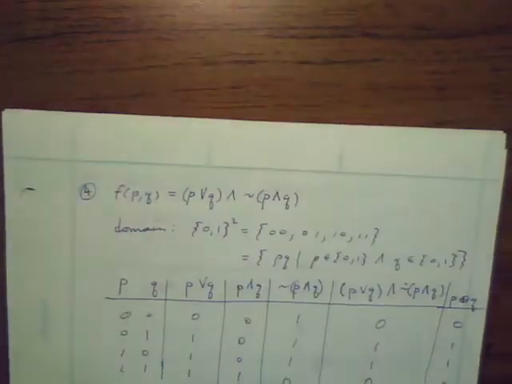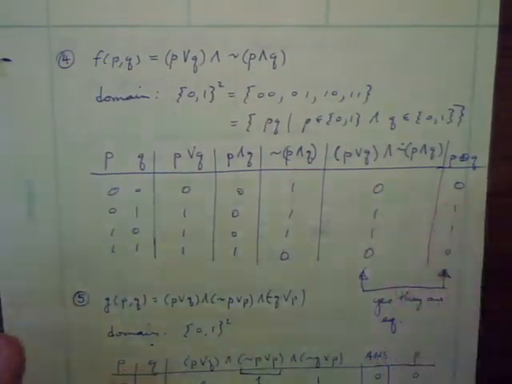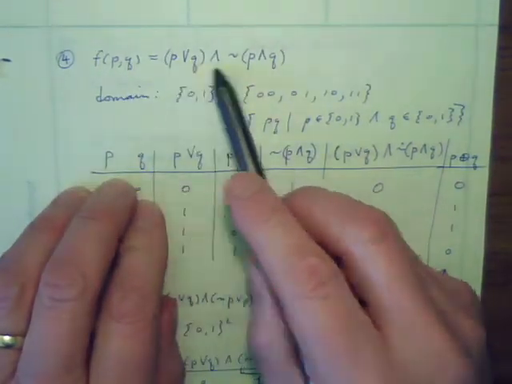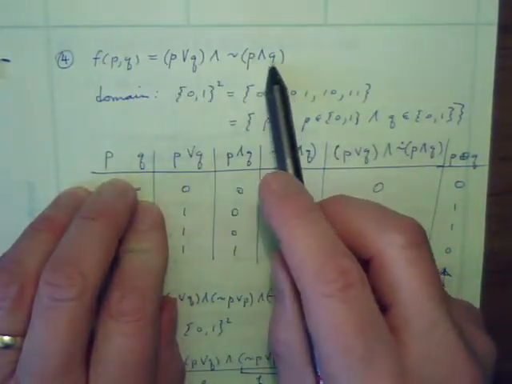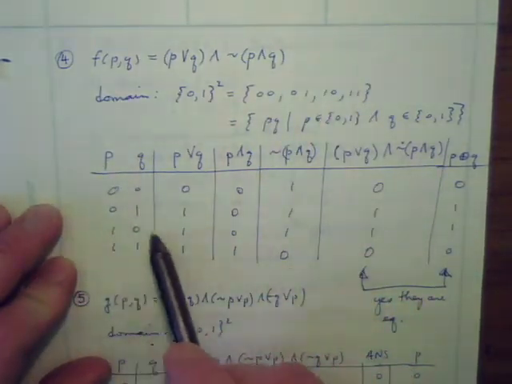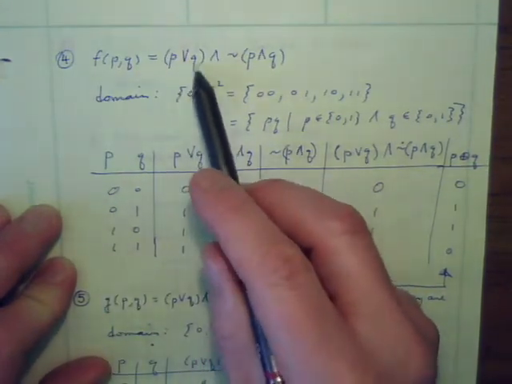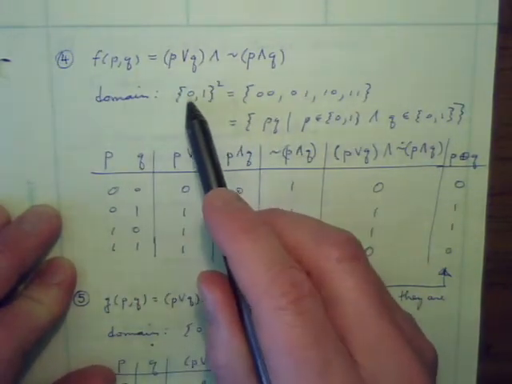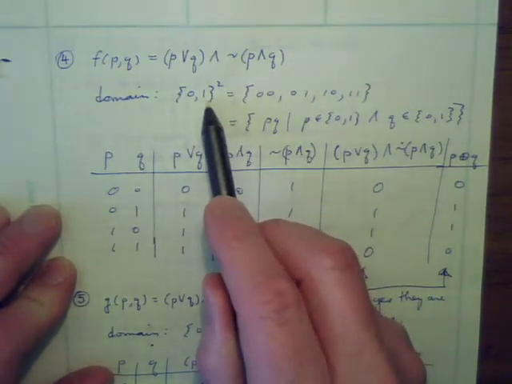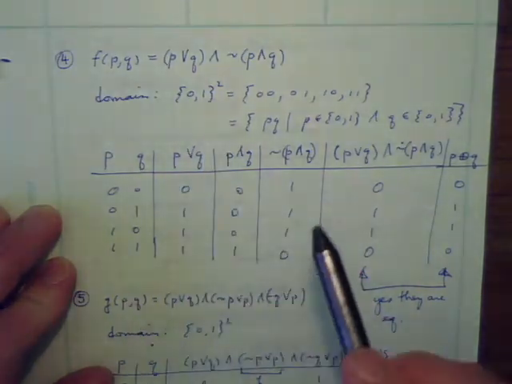So with problem 4, basically we've got two variables here, P and Q. And so when we make our truth table, we're going to have 4 rows. That's 2 raised to the 2 power for the P and the Q. And so the domain is the set {0, 1} squared, meaning that we're going to take the cross product of the set {0, 1} with itself.